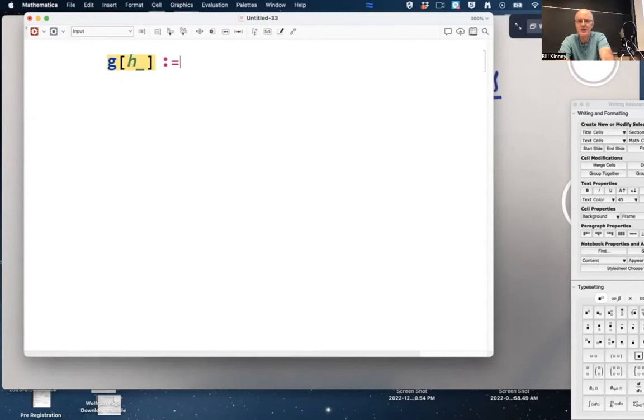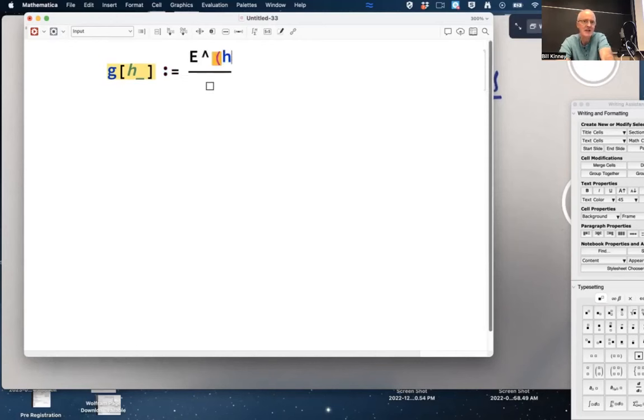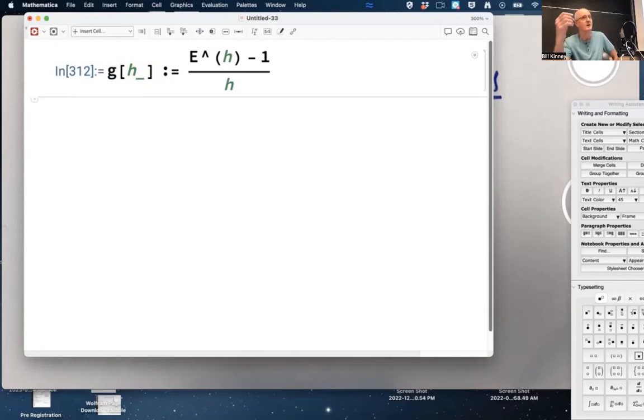I'm going to type this function of h here: E to the h minus 1 over h. And notice that I used a capital E, because if I use the lowercase e, Mathematica would just treat it like a lowercase e, not the number e. Capital E is what represents the number e in Mathematica. When you define functions, well, first of all, function inputs in Mathematica always have square brackets, not parentheses. When you're first defining functions, you need an underscore after the variable name.